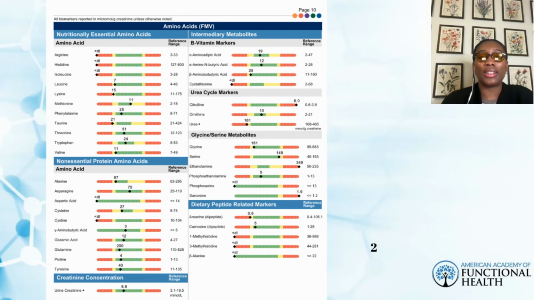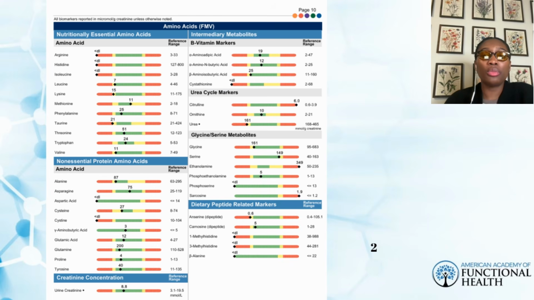Okay, so let's talk about page 10, which is going to be the amino acids and protein metabolism. So this page is going to reflect protein digestion, absorption, utilization, as well as downstream metabolic detoxification demands. So in this report on this page, we see several amino acids in the top left are out of range, pointing to impaired protein metabolism, increased stress demand, and also altered methylation and cellular membrane turnover.